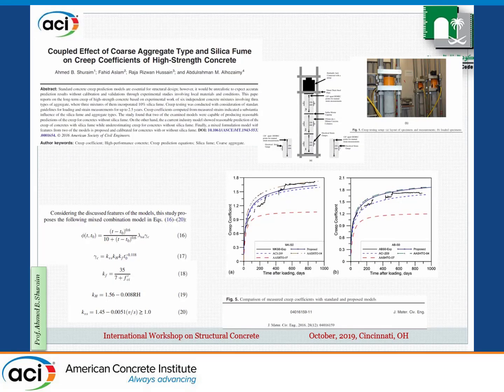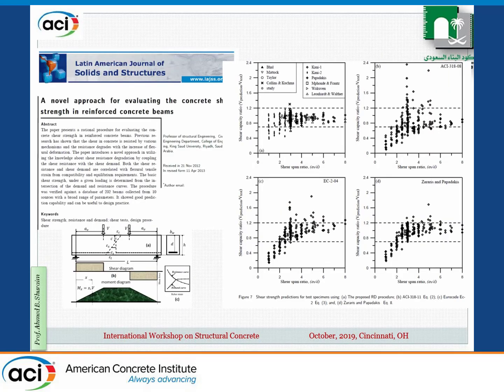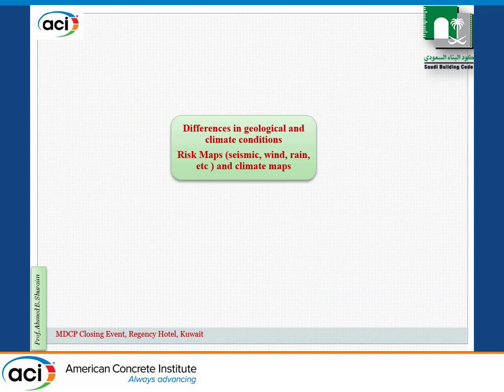This is about the effect of aggregate on creep. We developed this creep equation considering local materials and local aggregates from different sources, and we came up with the equations for that. This is also for shear, a question about applicability. Here we are comparing the ACI and the European code with what we came up with as a procedure, and the results here, I believe, are a very good improvement. I'm almost done, one minute.